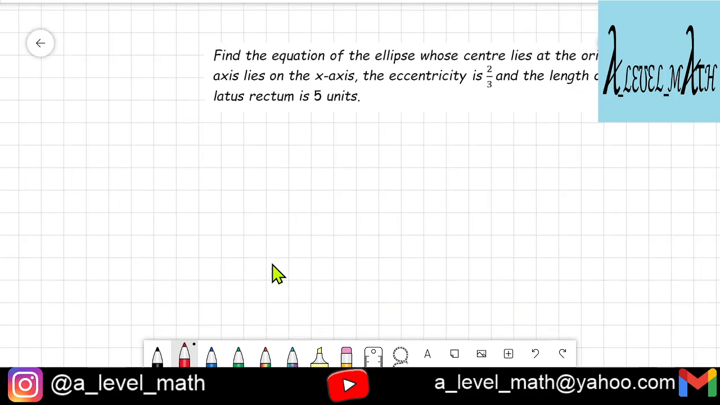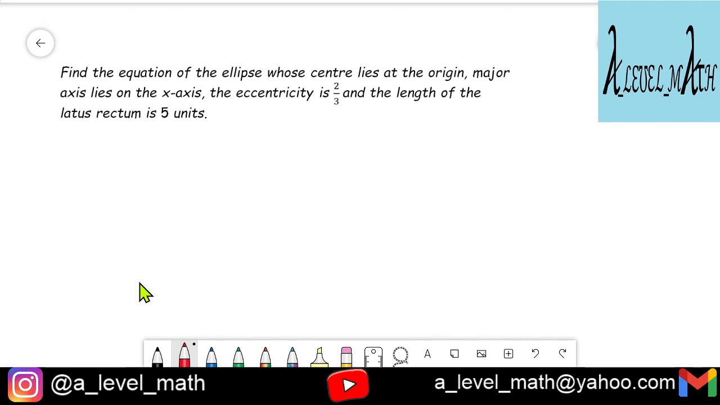So let's quickly take up another question. Find the equation of the ellipse whose center lies at the origin and major axis lies on the x-axis. The eccentricity is 2 by 3 and the length of the latus rectum is 5 units.